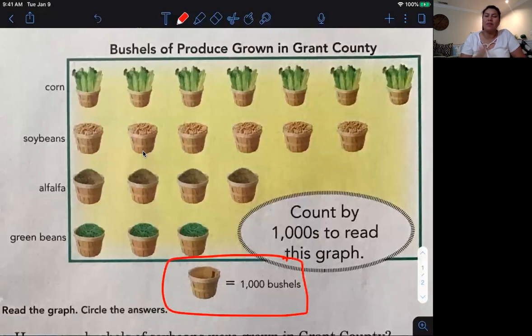It's telling us that every basket that's full of whatever it might be is going to equal what? Yes, you're right, 1,000 bushels. So we're counting by thousands basically. Before we've usually done counting by tens all the way across, or fives, or counting by twos. But now I want you to switch your brain really quick because now you're counting by thousands, which is a much bigger number. But we've been talking about thousands, so I know that we're all getting comfortable with the thousands.